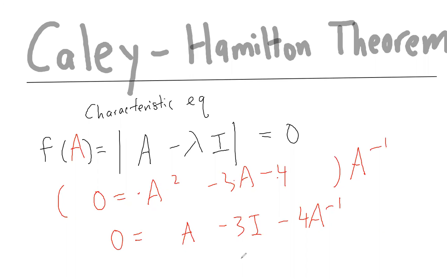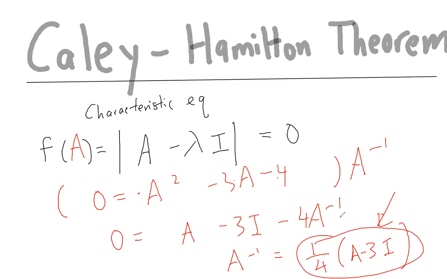Then I can rearrange it. Therefore, my inverse matrix equals 1/4 of A minus 3I. So since I am already given the A matrix, I can straight away find the inverse matrix very simply using this relationship. So Cayley Hamilton theorem is another method for us to find the inverse matrix. Okay, so we can try out some examples.